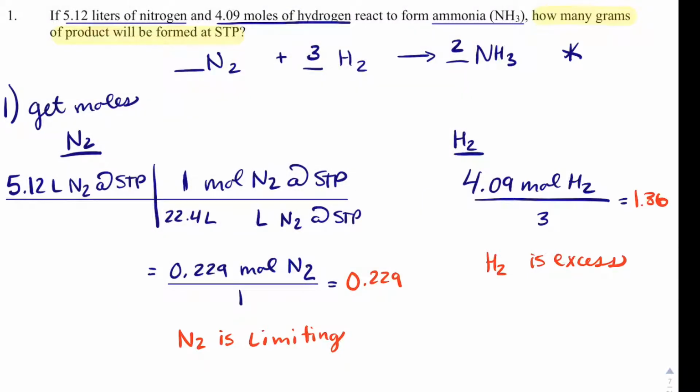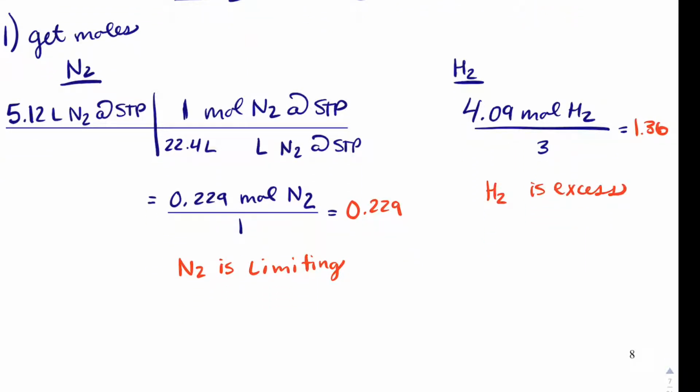Now I want to actually answer this question: how many grams of the ammonia will be produced? And so what I'm going to do is use my limiting reactant, which is nitrogen. Now here's a really good question. Should I use these blue moles, the 0.229, or the red one, 0.229? They're the same numbers, so the math is going to be the same to convert this. And the answer is use your actual moles, which are your blue ones here, 0.229 moles of N2.